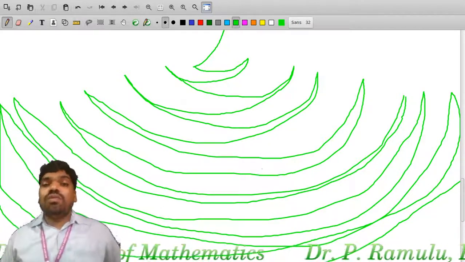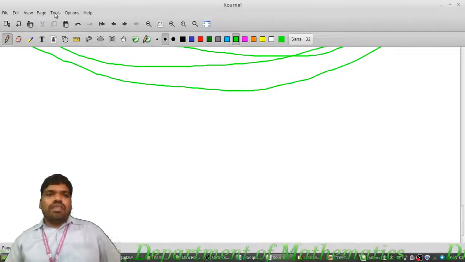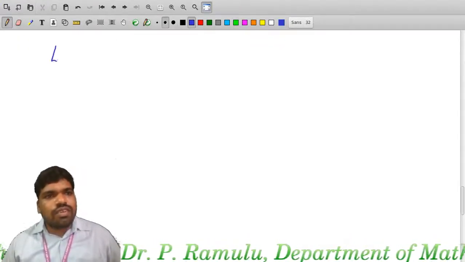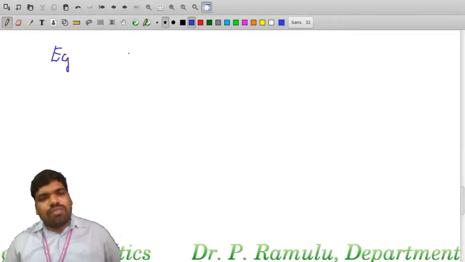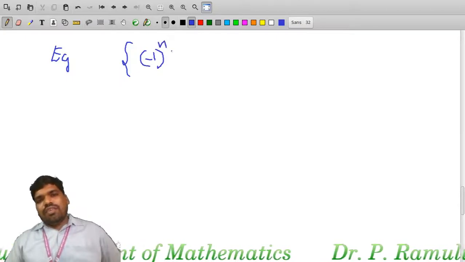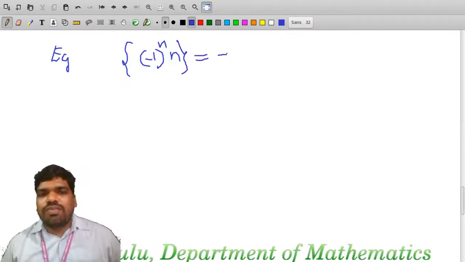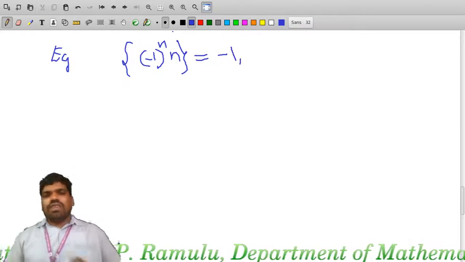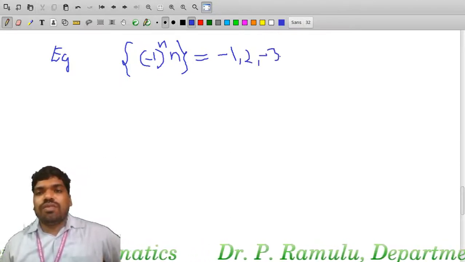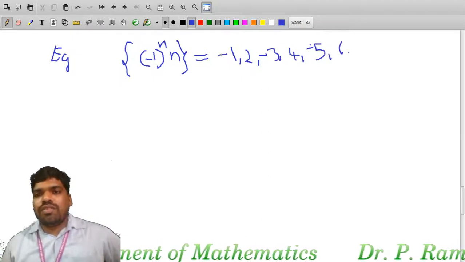For example, you can observe here, I would like to take another example. Here I am taking one simple example: minus 1 to the power n into n. What are the terms of the sequence here? Put n equal to 1: minus 1 to the power 1 equals minus 1, into 1, that is minus 1. Next, n equal to 2 gives 2, then minus 3, 4, 5, minus 5, 6, and so on.